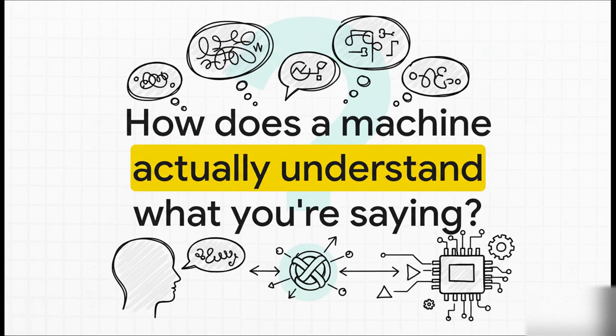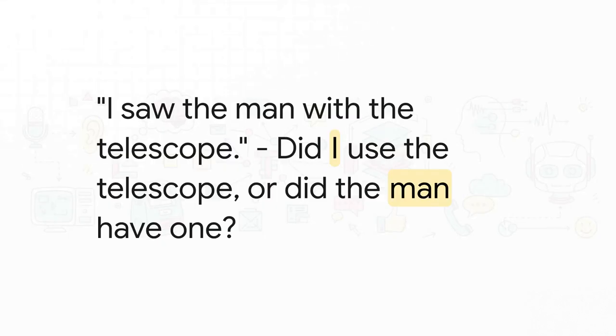How does a machine actually get what you're saying? I mean, it's a question that has kept computer scientists up at night for decades. Because, let's be real, human language is messy, it's nuanced, and for a machine that thinks in pure logic, that's a huge, huge problem.